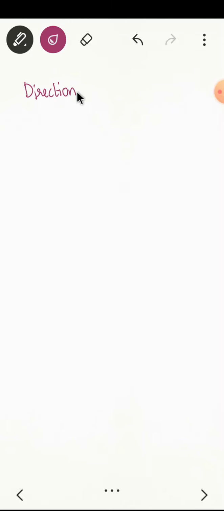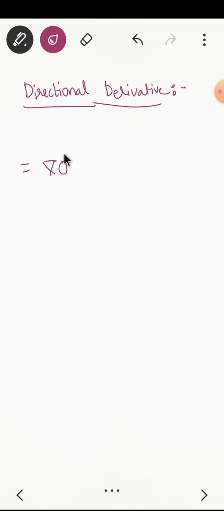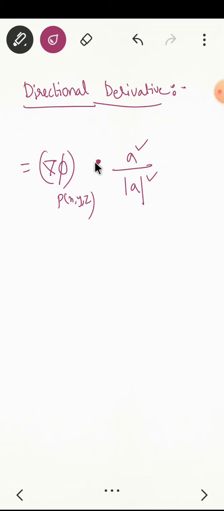Directional derivative. What is directional derivative? Suppose you find del phi, that is gradient, at some point x comma y comma z, and do the dot product with a by mod a. There will be some vector given in the direction. Do the dot product of both vectors by mod a. This is also a scalar.